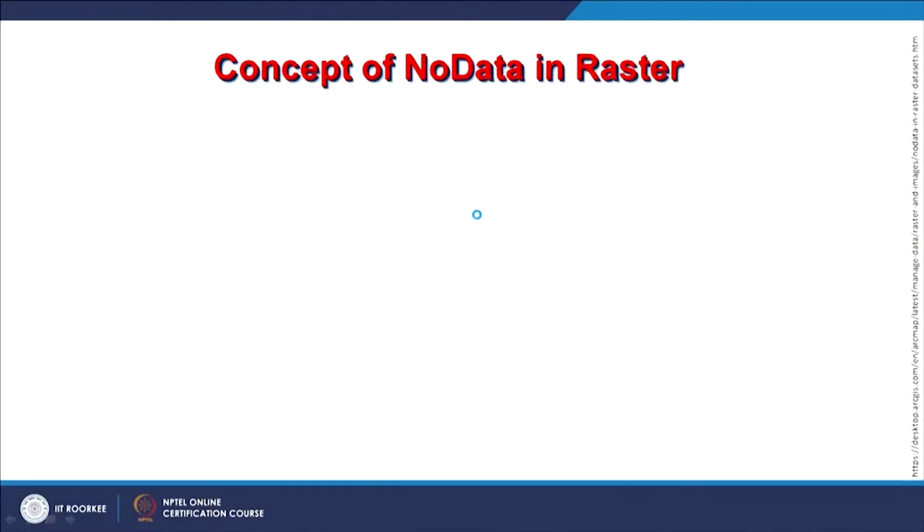Initially, when we started using GIS, it was mainly focused on vector data handling and analysis. Later we got the capabilities in GIS to handle raster data, but then a problem came: how to keep information about the outside of my area of interest. For that, this concept was developed, which is called NoData.